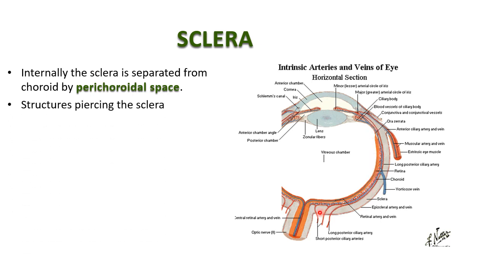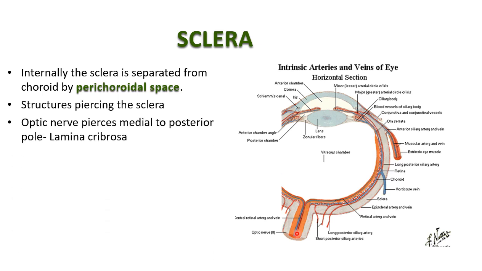The sclera is mainly pierced posteriorly by the optic nerve, and within the optic nerve fibers you see the central artery of the retina and the central vein of the retina. As I told you, where it pierces, the sclera is sieve-like, and it is called the lamina cribrosa. That part of the sclera is somewhat weak because it is pierced by the optic nerve fibers.